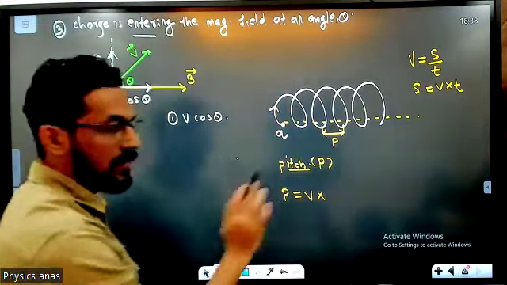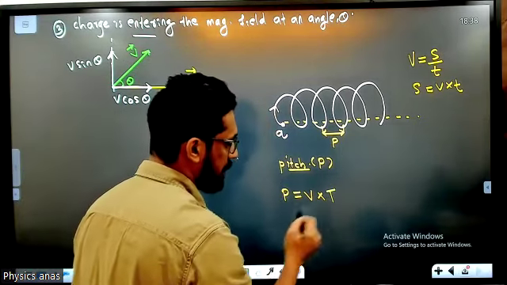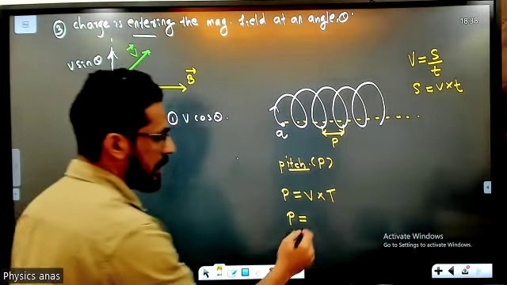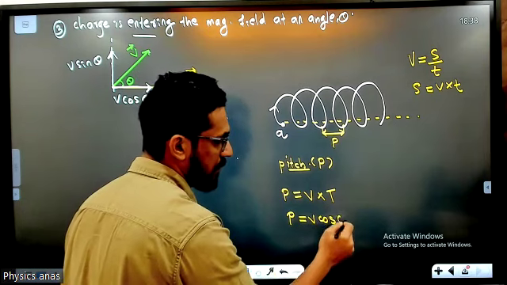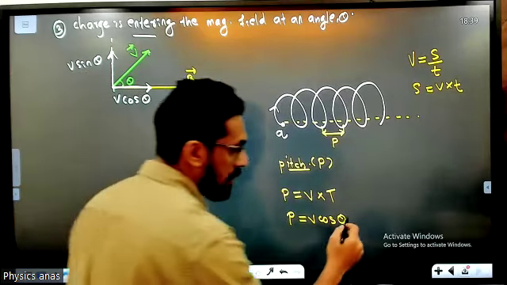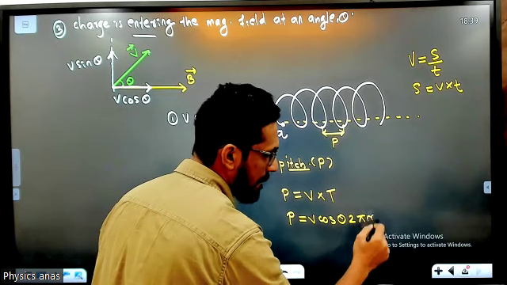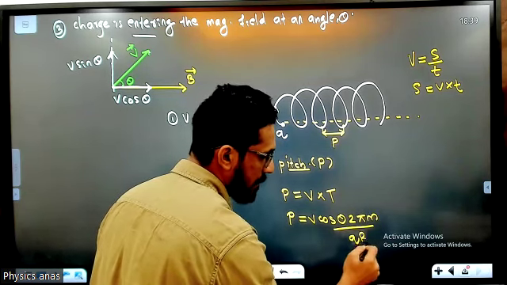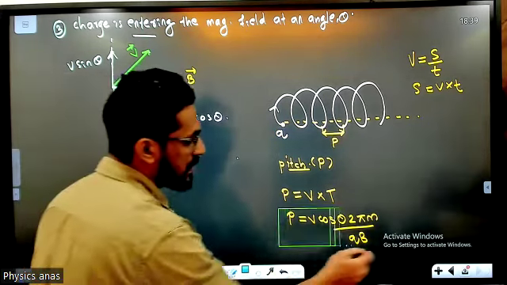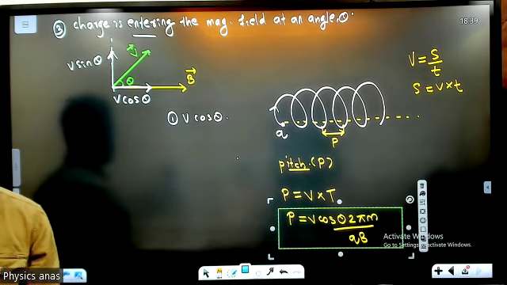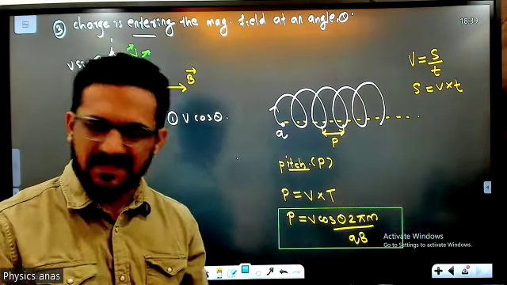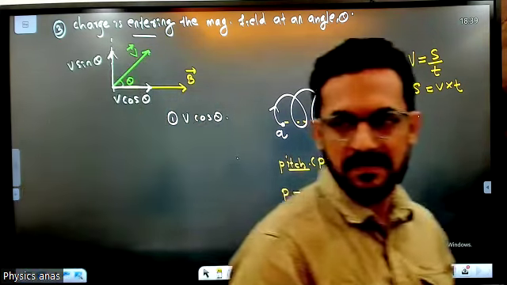So velocity into time period, where the velocity causing forward motion is V cos theta. What is the equation for time period? 1 by f, that is 2 pi m by qB. So V cos theta times 2 pi m by qB will be the equation for pitch. You don't have to study that by heart. Just understand the idea and you will get the equation.